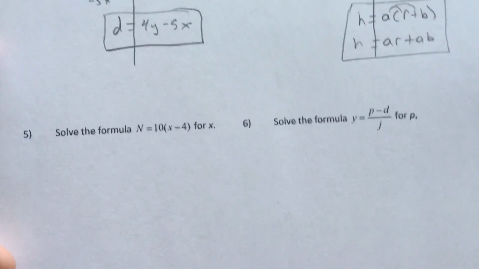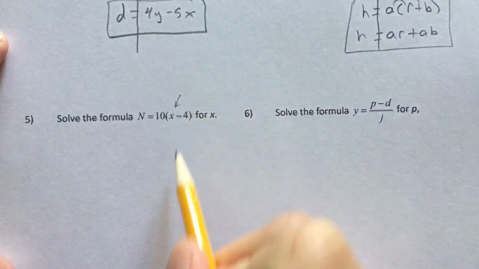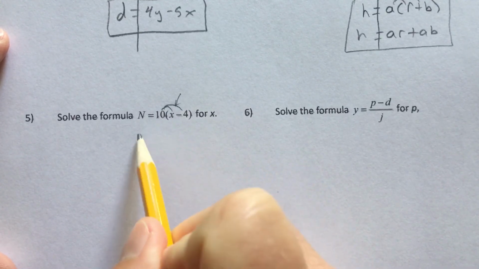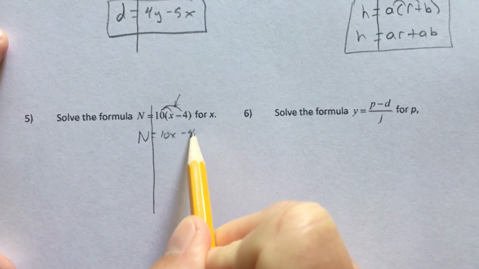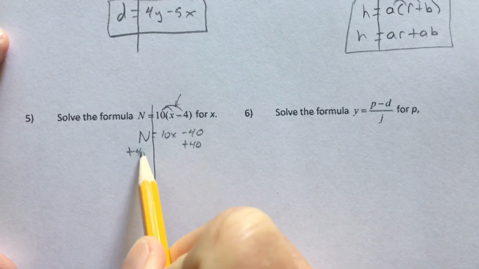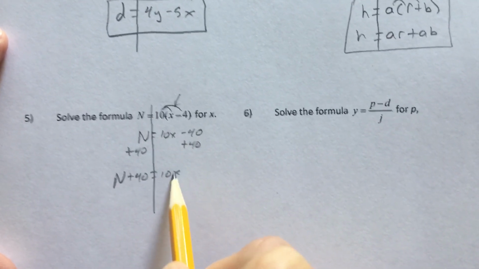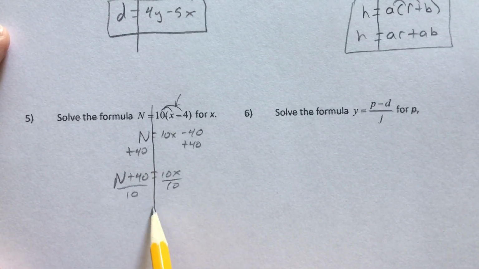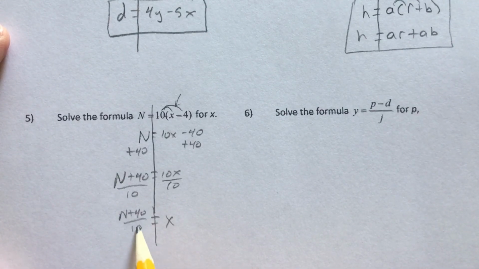Right? And then this one here says we're going to solve for x. So in order to do that, I need to work this out a little bit. I think distributing 10 is a good idea here first. I'm going to get 10x minus 40. And now I can add 40. N plus 40 equals 10x. All right, and then divide by 10. And we end up with x equals n plus 40 divided by 10.